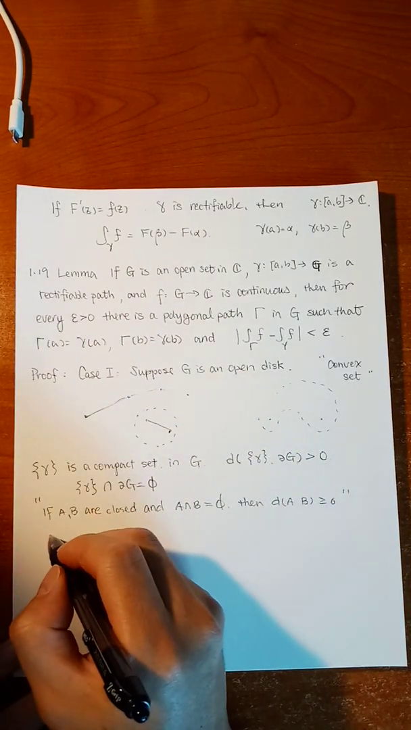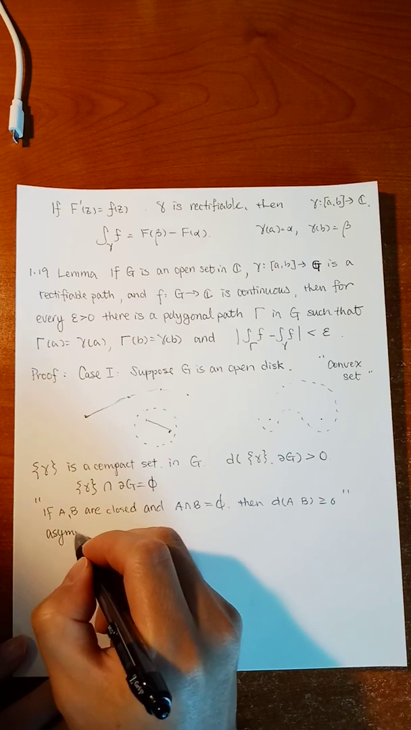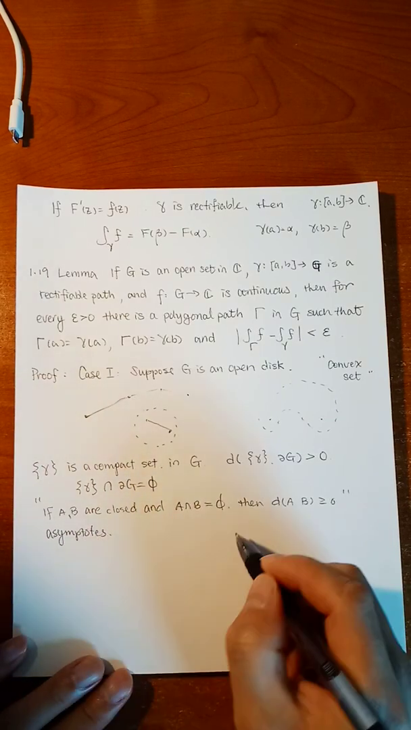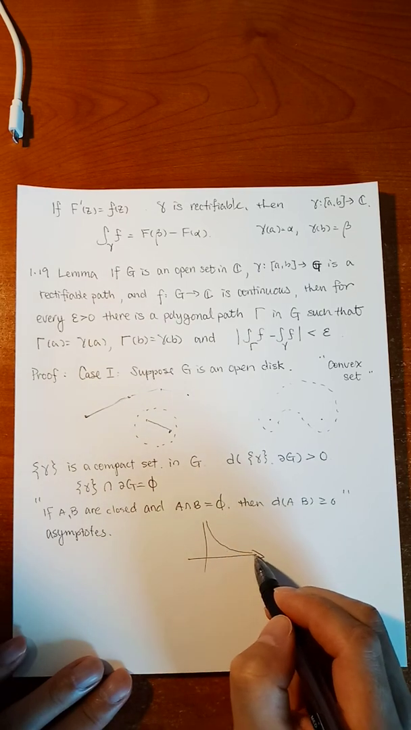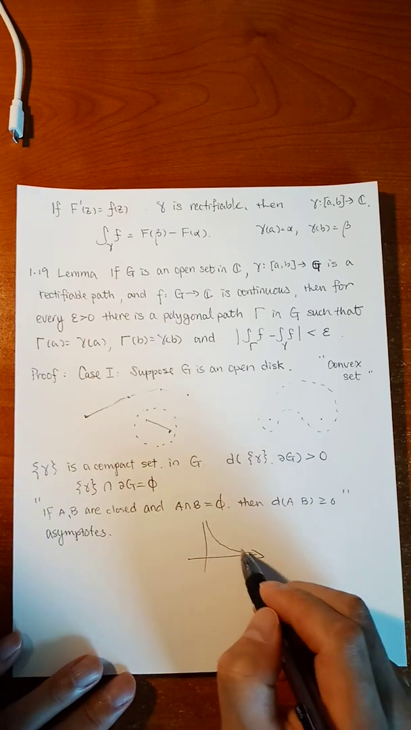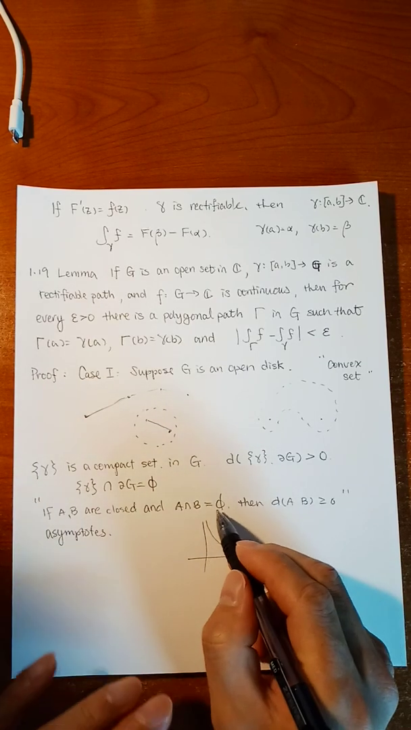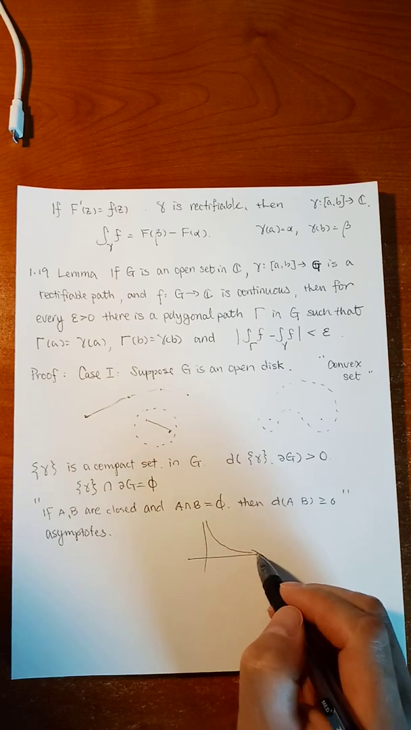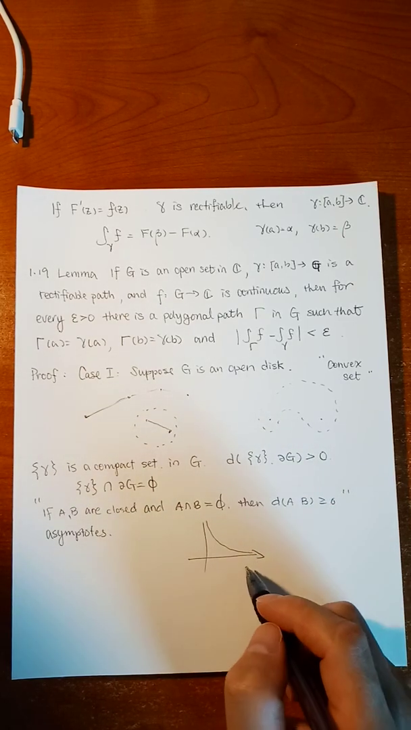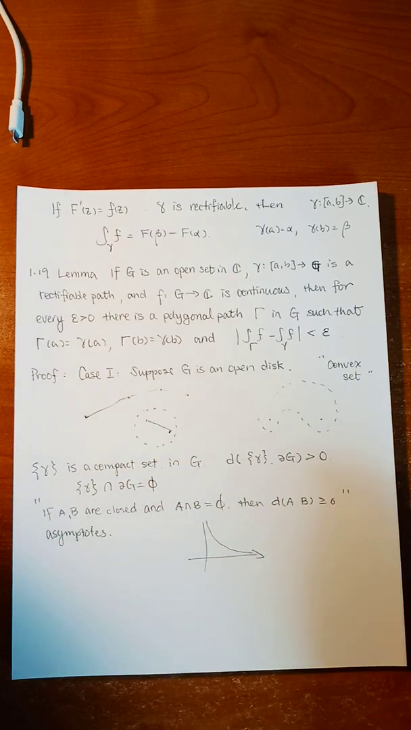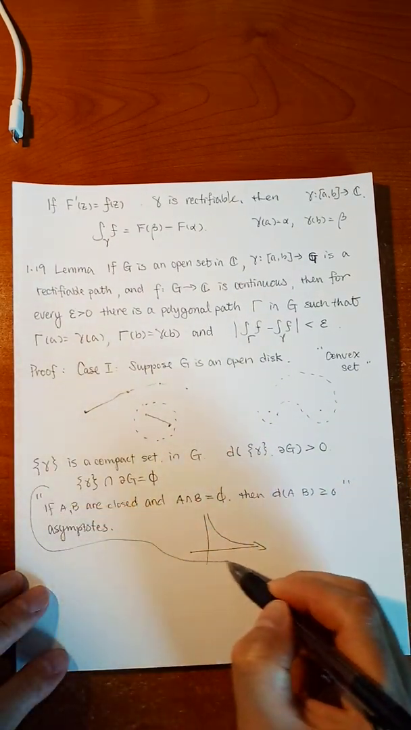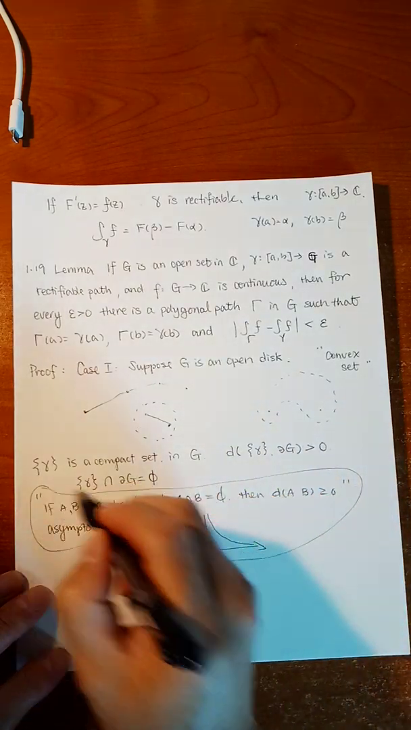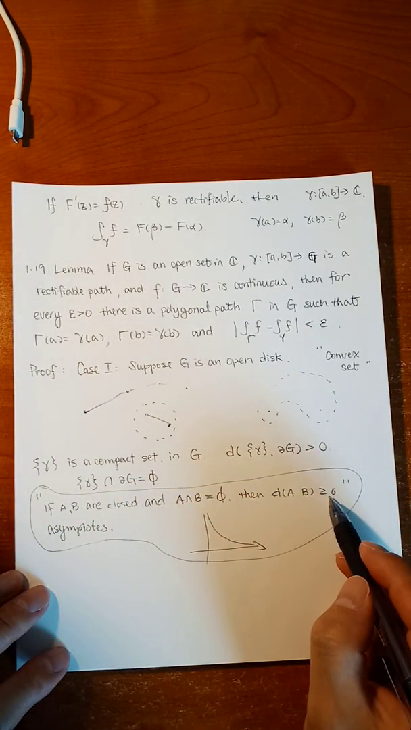Think about the asymptotes. So this is a closed set. The x-axis or y-axis is also a closed set. They are disjoint, but the distance will eventually be equal to 0, even though they are disjoint. All right? So if you just have two closed sets, this distance is greater than or equal to 0.